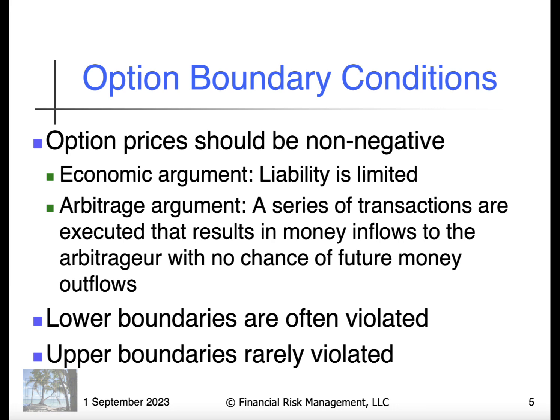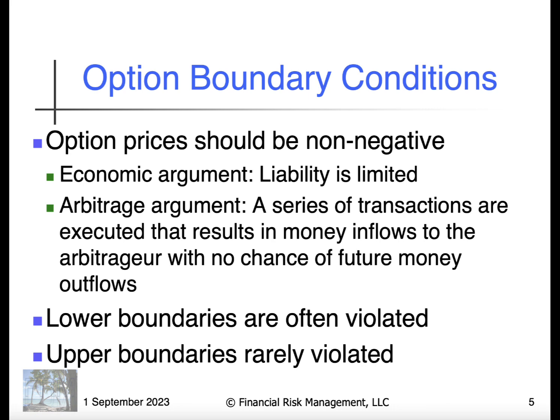The arbitrage argument is distinctly different from the economic argument. Basically, the arbitrage argument goes as follows. A series of transactions are executed that result in money inflows to the arbitrageur with no chance of future money outflows. Simply put, cash in the pocket today, no chance of cash coming out of that pocket in the future. That's an arbitrage transaction. Hence, if I observe a negative option price, I will buy it and then I might exercise it later if it ends up in the money, but I could always throw it in the trash can.